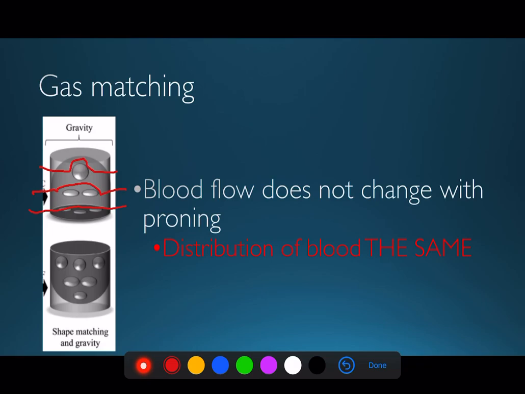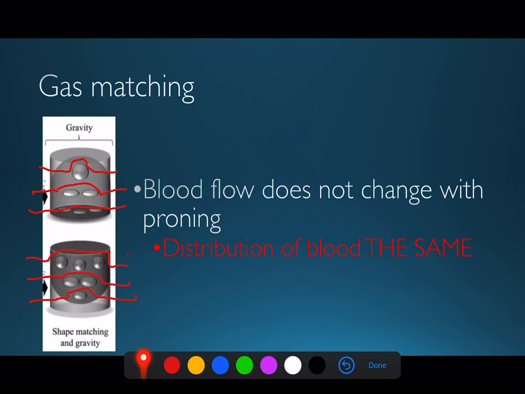Now imagine you turn the patient onto their front, and imagine you've still got the same amount of blood going through all the different areas of the lung. Well, now you've got this bit of blood, this bit of blood, and this bit of blood all getting oxygenated and having CO2 removal. And the reason is that, can you see how all of these alveoli are now open?